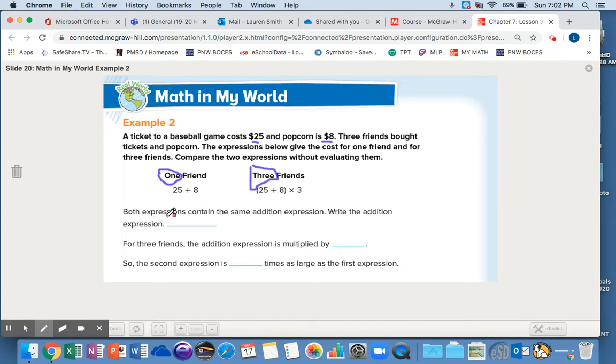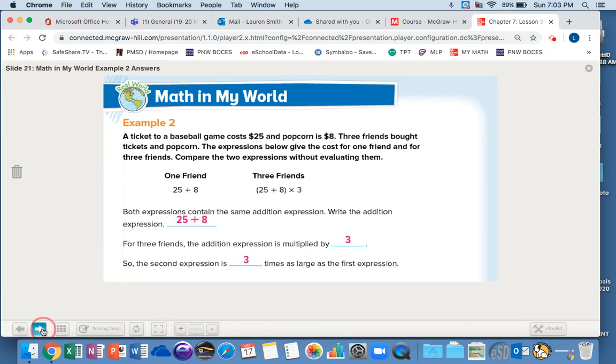So here, the addition expression is 25 plus 8. Okay? So that's the addition part of the expression. For 3 friends, the addition expression gets multiplied by 3 because it's 3 people. So the second expression is 3 times as large as the first one because you're multiplying this whole thing by 3 when you have 3 people. Okay, let's look at another one.